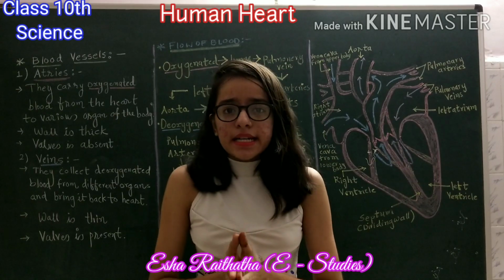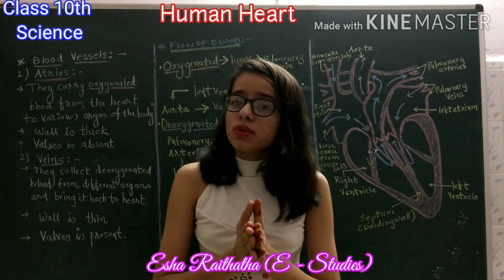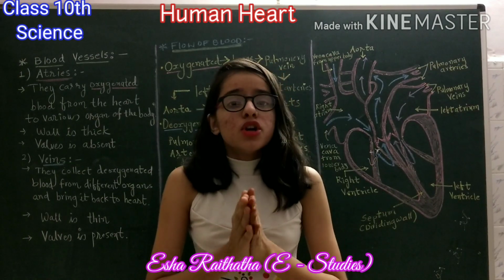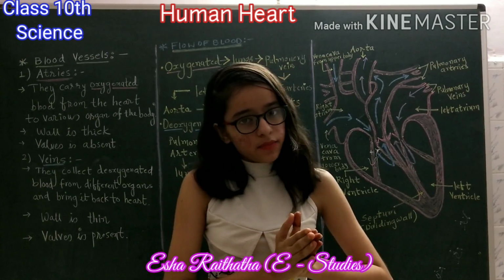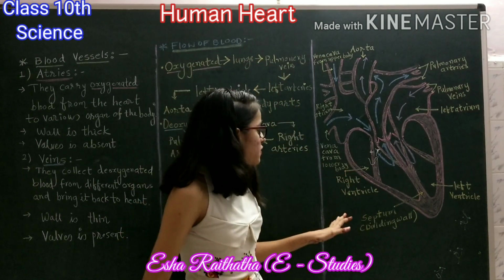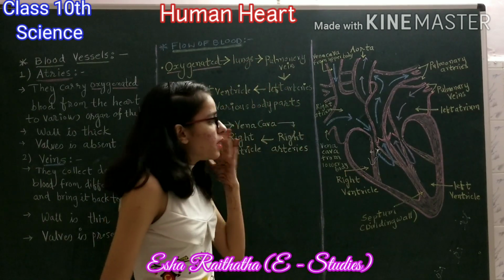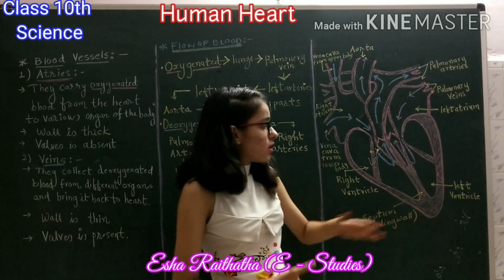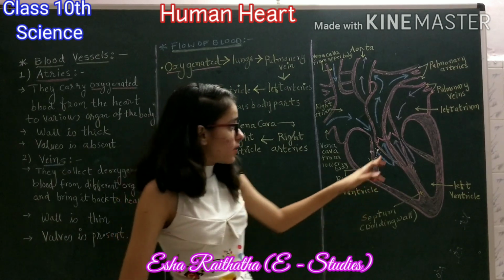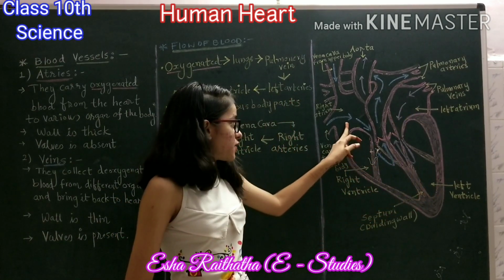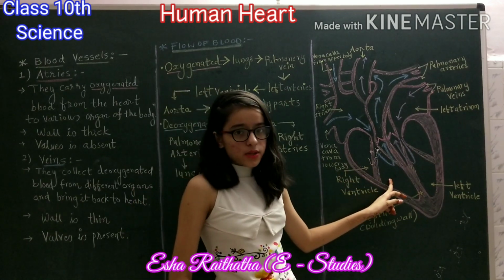In males, it is 280 grams to 340 grams, and in females it is 230 grams to 280 grams. Let's learn about its internal structure. It has 4 chambers in it. The upper ones are called atria and the lower ones are called ventricles. There is left atrium, left ventricle, right atrium, right ventricle.